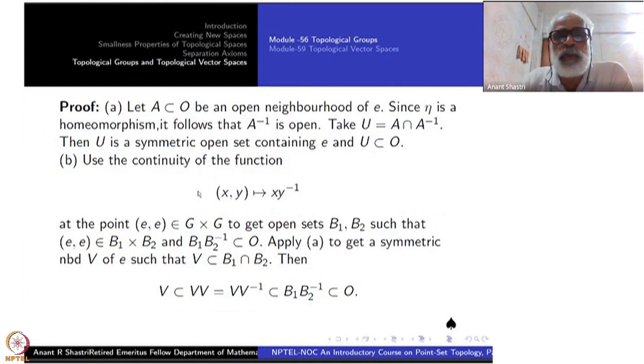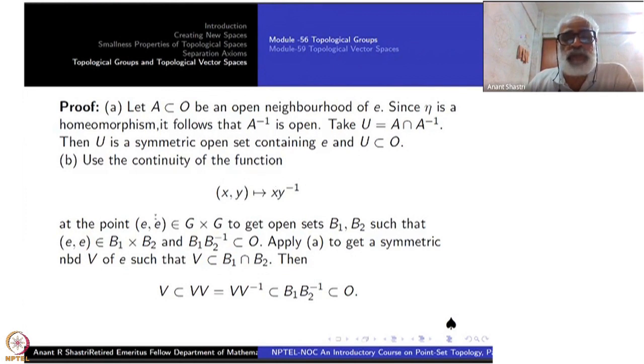Since the inversion is a homeomorphism, it follows that A inverse is also open, because it's eta of A. Take U equal to A intersection A inverse. A is open, A inverse is open, intersection is open. The image of E under inversion is E itself, so E is in both of them. So U is an open neighborhood of E. Okay. What is U inverse? It will be A inverse intersection with A, which is the same thing as U. So U is a symmetric open set containing E. And U is contained inside O, because U is A intersection A inverse and A is also contained inside O. Okay. So this is one way of obtaining a symmetric neighborhood.